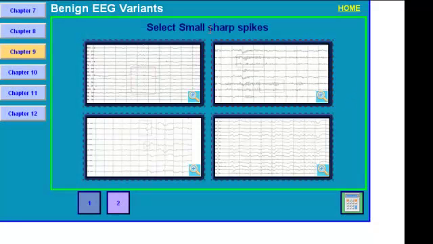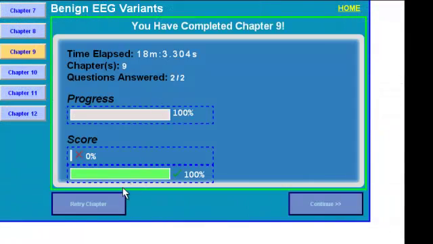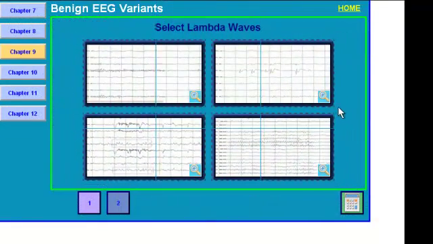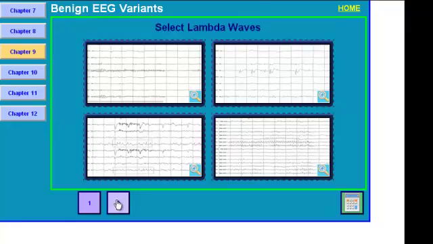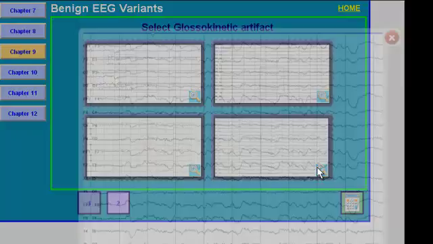So the correct answer here is small sharp spikes. If I check that, that will be the right answer. It gives us our score here, but we'll retry the chapter and do some more slides here. So let's go to the second slide here. What do we have here?